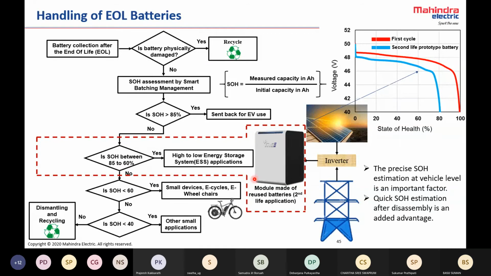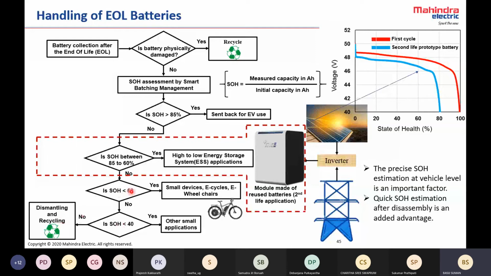Now, if a battery box or pack comes to you, whether you should recycle it or whether you should use it for a different application, like renewable energy, solar energy storage application. So what we do is we consider what is the state of health of the battery. Is the state of health too low? For example, below 40%, we send it for recycling.